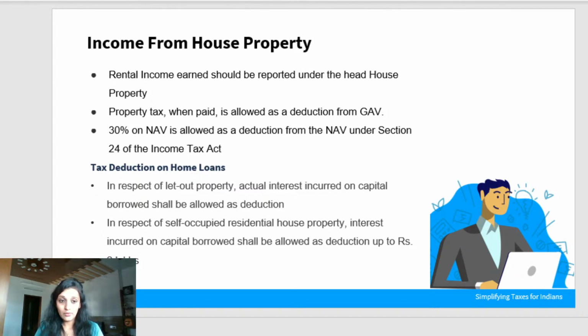So if you have rented out the property, the entire home loan interest is allowed as deduction. If you are paying the interest amount and that interest amount is up to rupees 2 lakh, then you can claim deduction under section 24 and include that in the income from house property head. Tax deduction on principal repayment will also be allowed. It is available for up to rupees 1.5 lakh, which will be within the overall limit of 80C section.